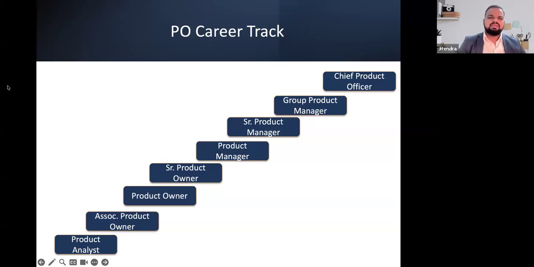So this is the track in terms of experience. But the question is, let's say I am a 10-year experienced person. I already have 10 years of experience. When I want to transition into product management, will I start my journey from here? The answer is no.